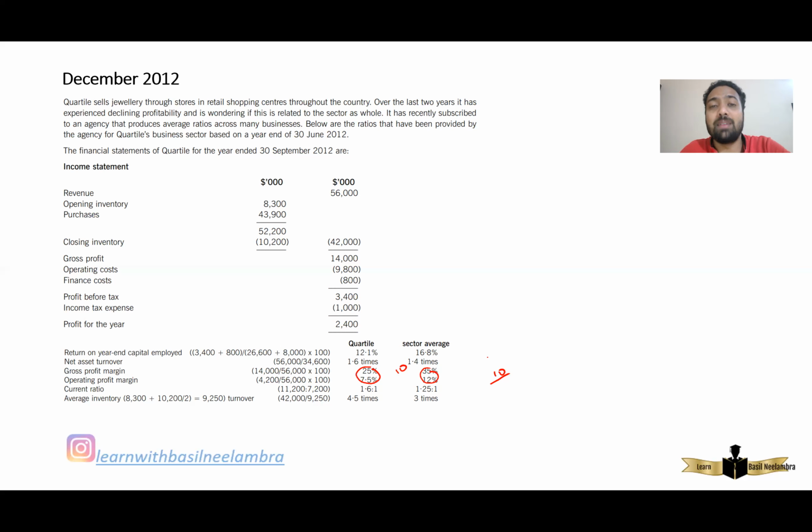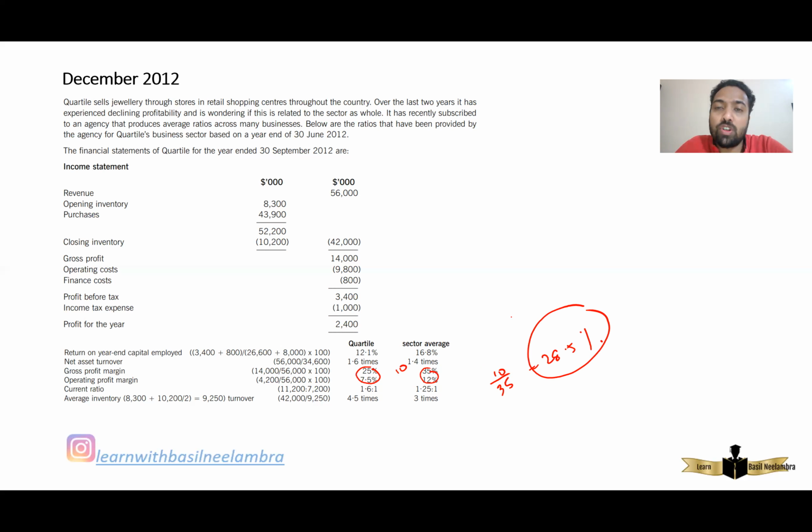But don't write it as 10%, because it will be 10 divided by the industry average. Take the sector average as your base. So 10 divided by 35%, Cotail is performing 28.5% lower than the sector. Now, why is it underperforming?